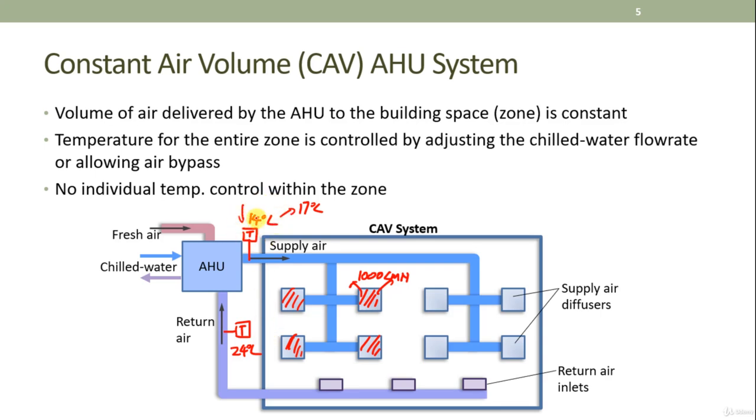So how do we change the supply air temperature? That is at the chilled water side, because the AHU will have a cooling coil that is carrying cold water into the AHU. By modulating the amount of cold water that is flowing inside, you will be able to modulate the supply air temperature. So that is how temperature control is done. But the problem is, as you can see, there's no individual control. Let's say you change the temperature of the supply air, everyone will be affected. So all the diffusers will have the same supply air temperature coming out from the diffuser.